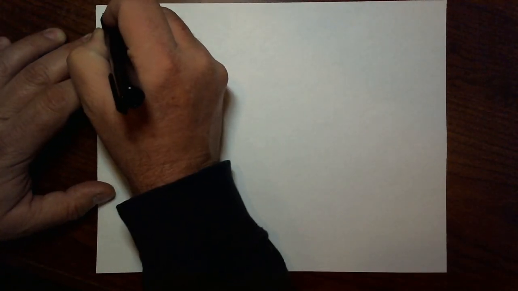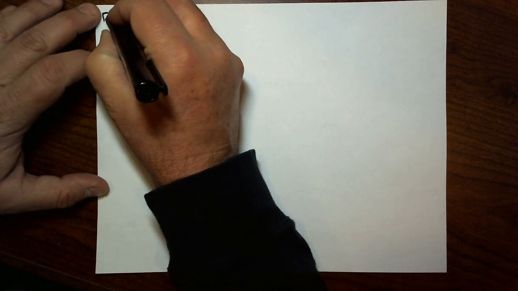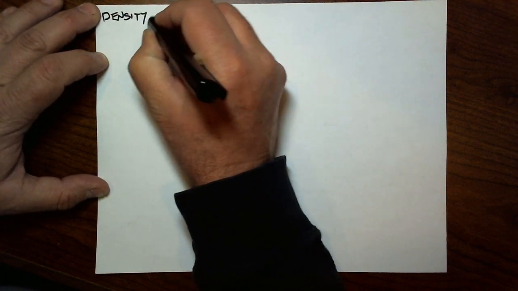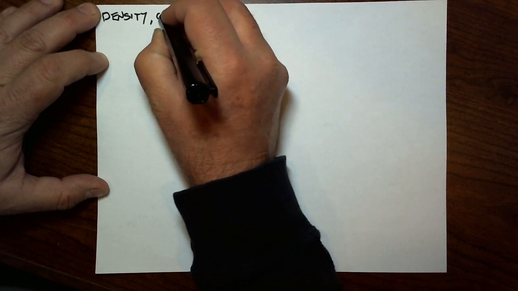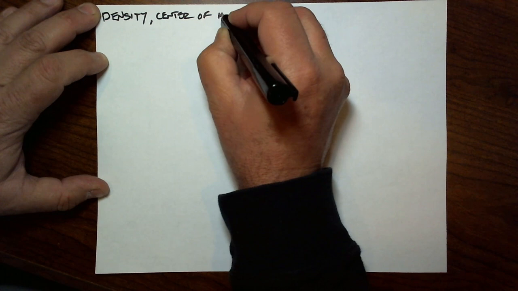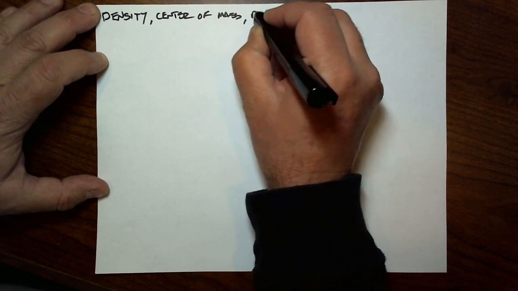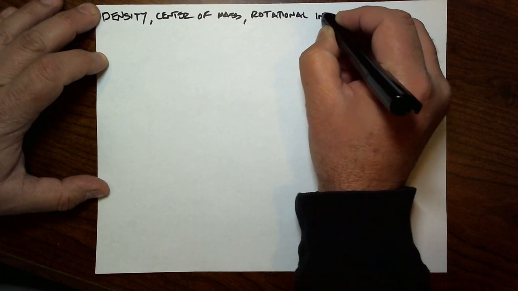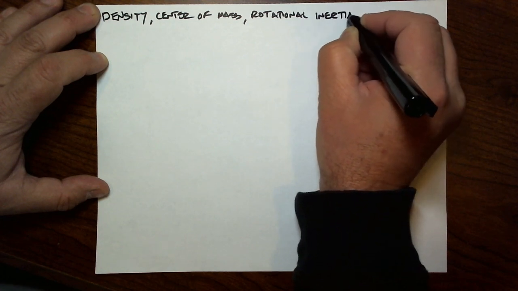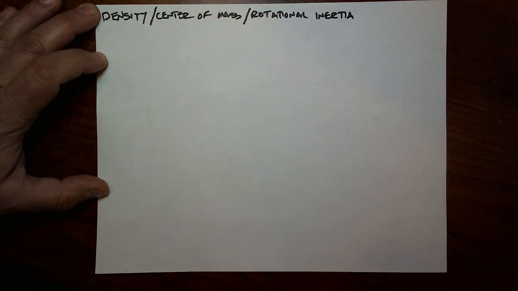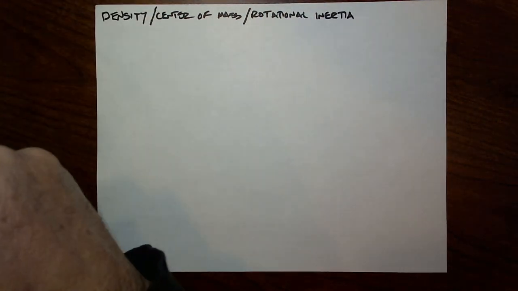We're going to do today's lesson without any rehearsal. So we're going to be talking about density, center of mass, and rotational inertia, and this is going to be of non-uniform items. So let's introduce the concept of density.